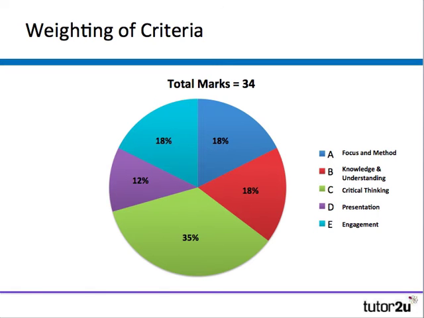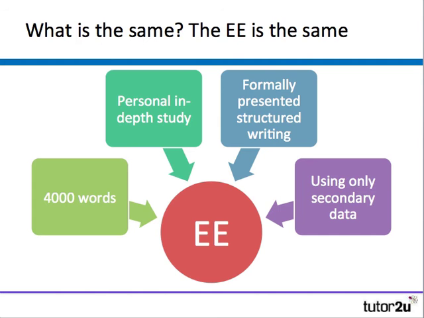So what hasn't changed? Well, the good news is that the extended essay is pretty much the same, apart from having no abstract and having to be typed in 12-point format and double-spaced. It remains a 4,000 word personal in-depth study, formally presented structured writing that uses only secondary data for psychology, remember. Okay, so not such big changes there.